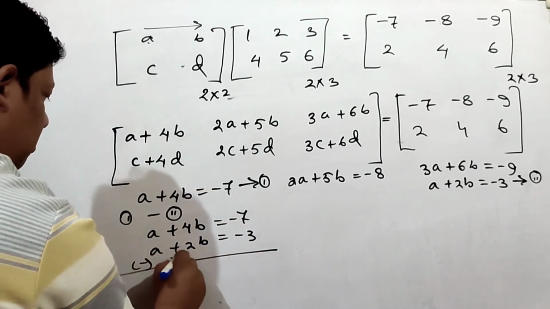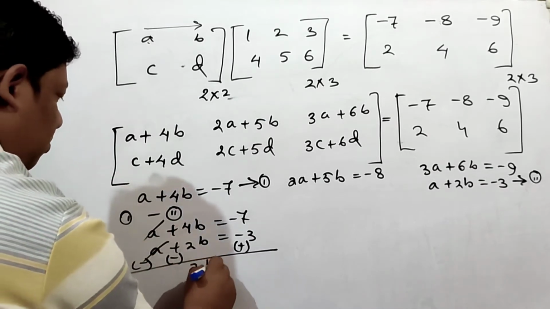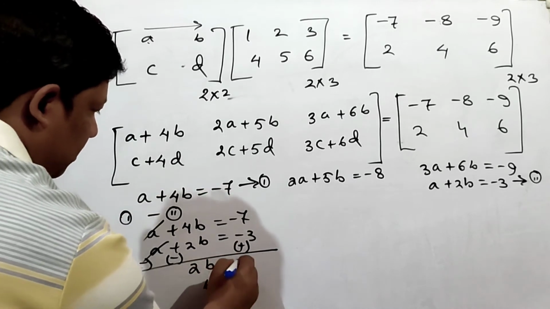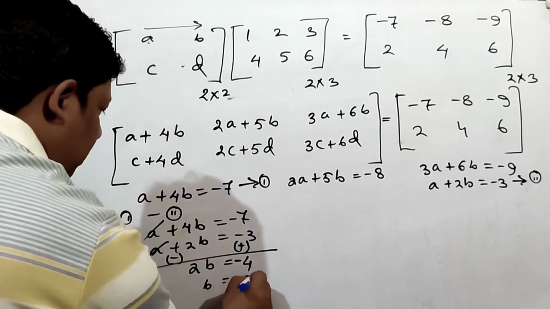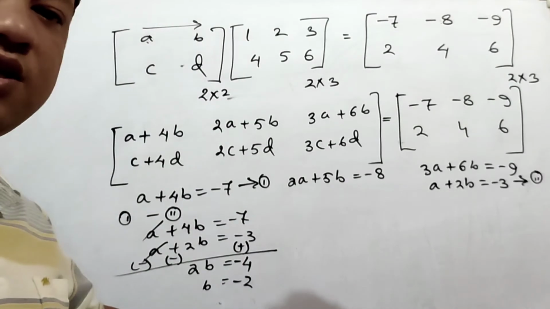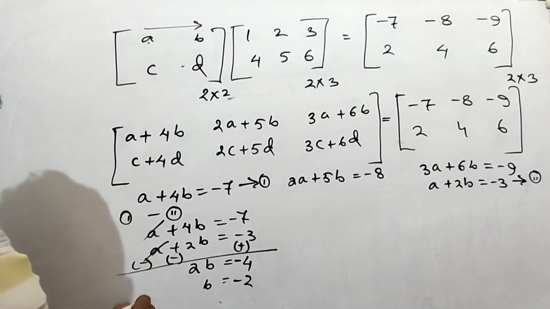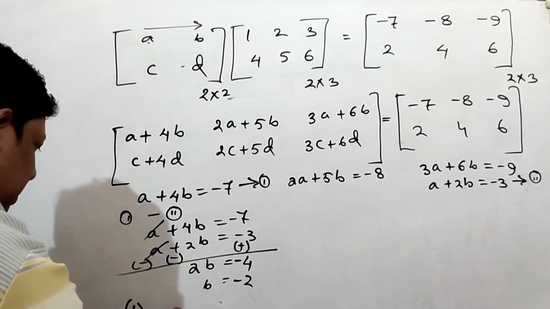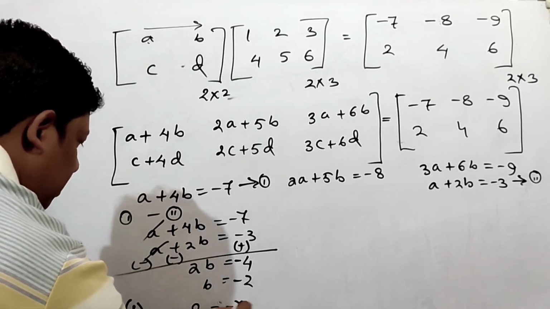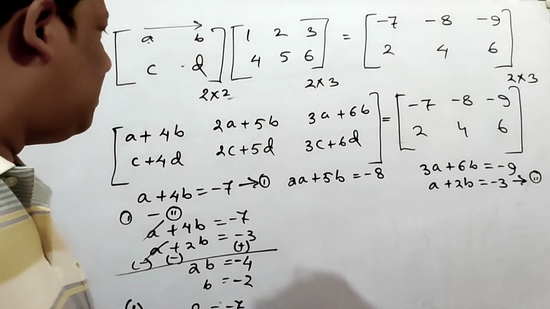Now these two cancel, and 2b equal to minus 4, then b equal to how much? b equal to minus 2. So I get the value of b equal to minus 2 here. Now I substitute here in the first equation. If I substitute in the first equation, then a plus minus 2, then minus 8 equal to minus 7, a equal to how much? 1. So a and b I already get.